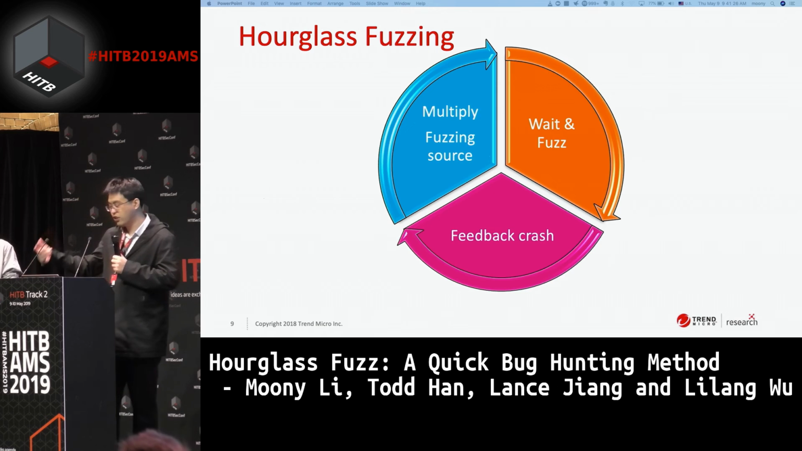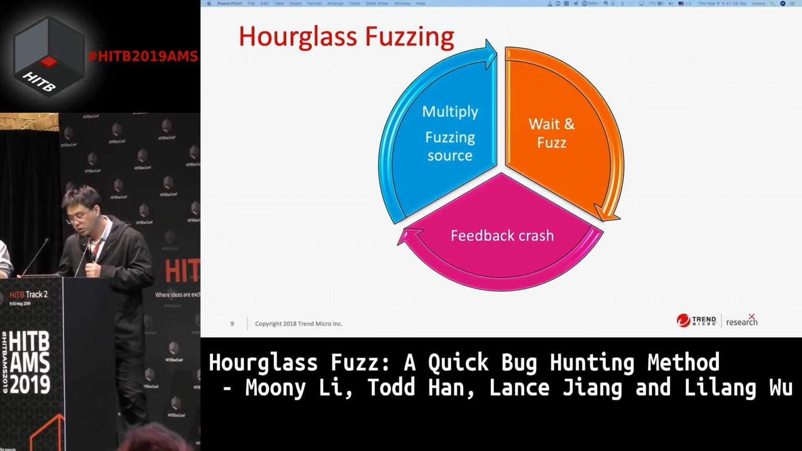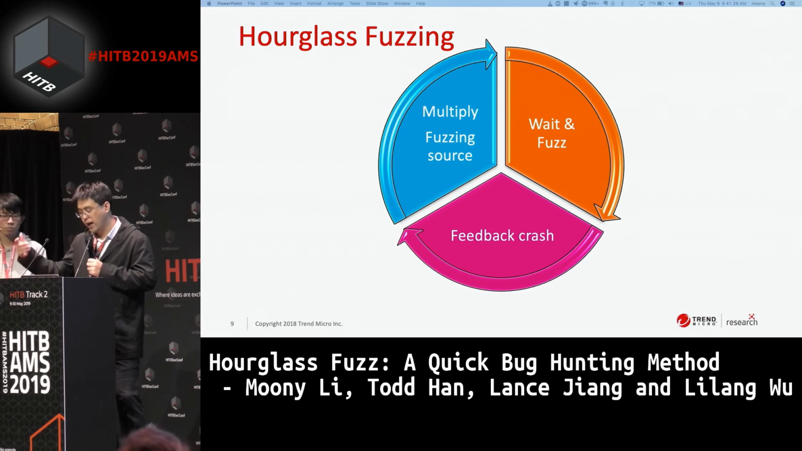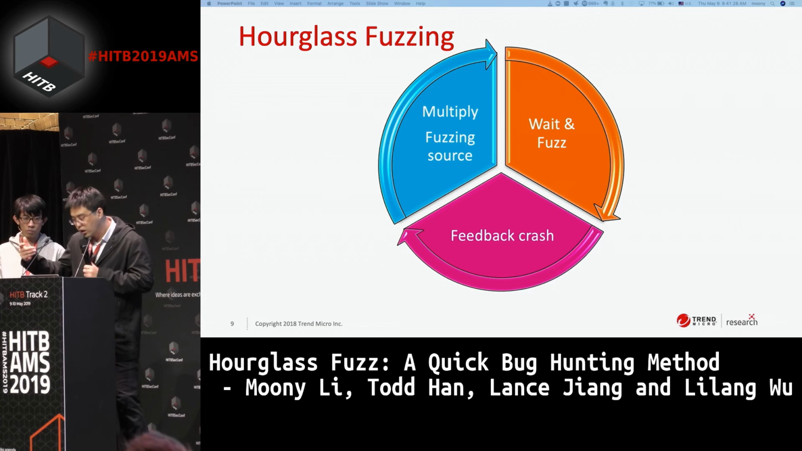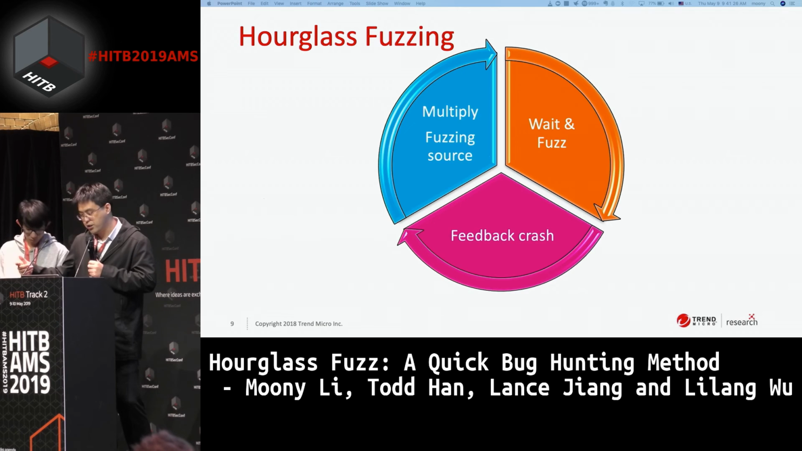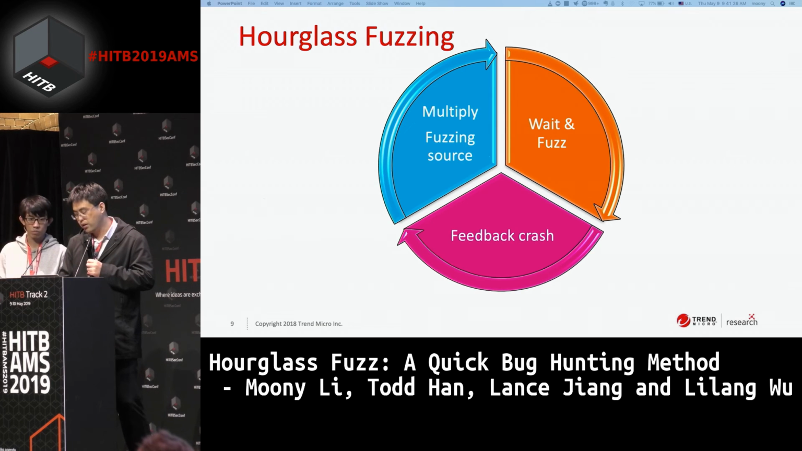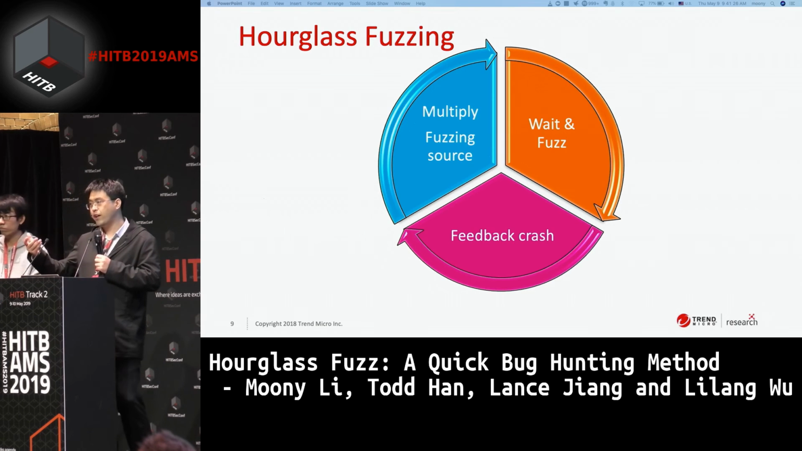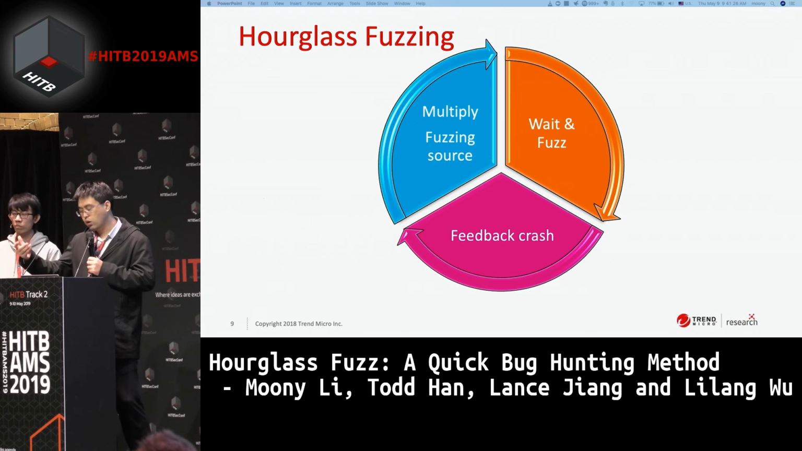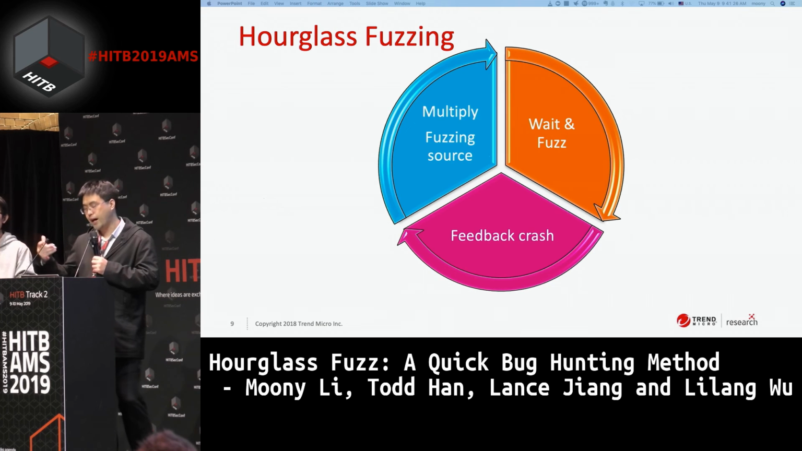So more data and execution traffic will go through the target, and the more and deeper the fuzz coverage. So you could feed the crash info and code coverage information back to the fuzzing source agent, so that more new fuzzing sources could be multiplied. This is our philosophy of Hourglass fuzzing.